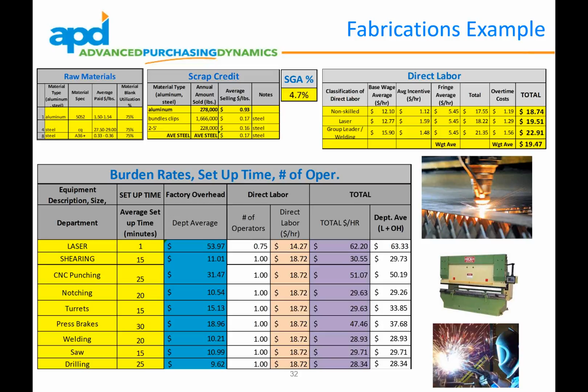we're talking about laser cutting or shearing, and not using an overall plant rate of $50 an hour, but using the $62.20 for the laser and the $30.55 an hour for the shearing, and using that information to either roll up the quote that you give your customer, or if you are the customer, getting that level of understanding as you look at the quote you get from your supplier.